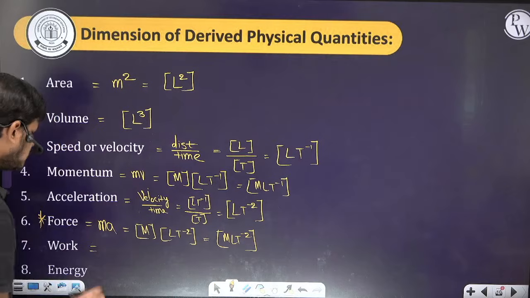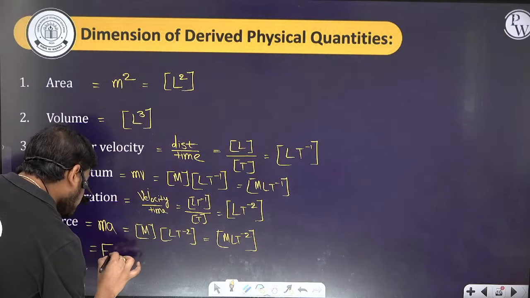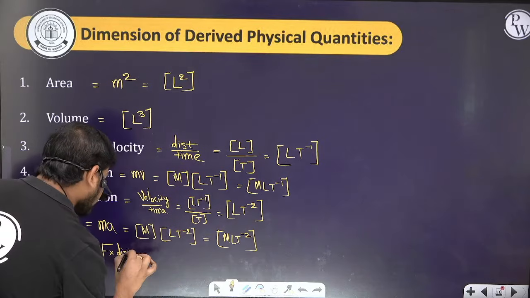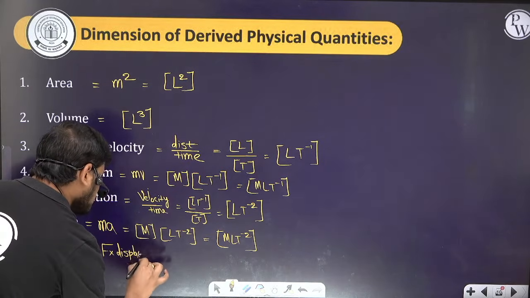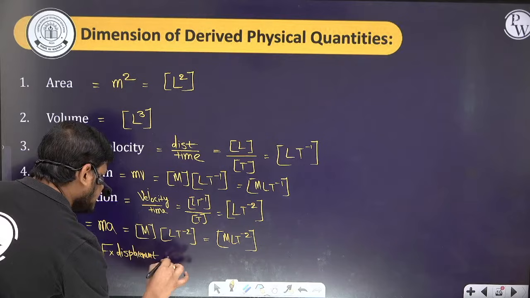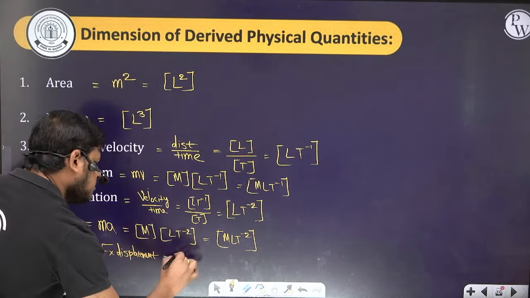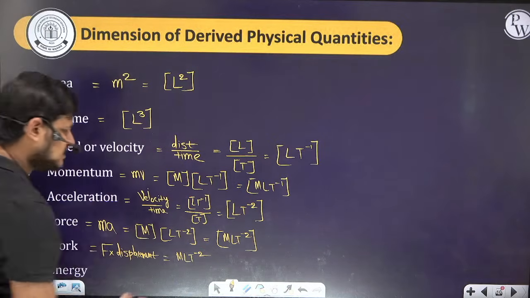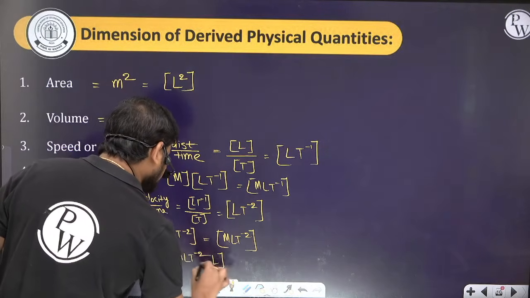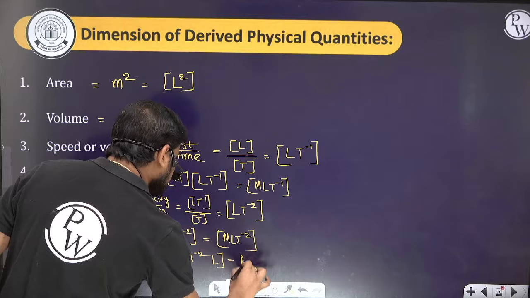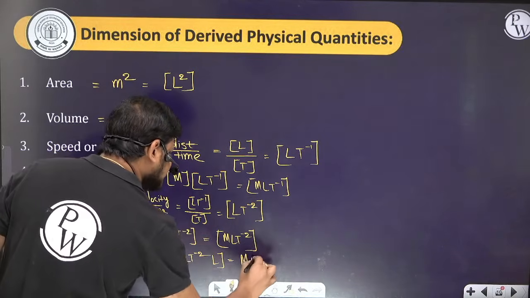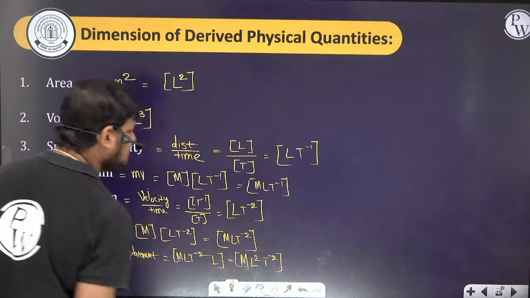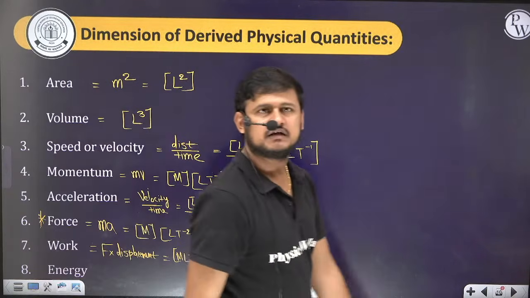And then what is the work formula? Work done is equal to force into displacement. You learned this in grade 9th also. Force formula we already know, M L T to the power minus 2, into displacement, and displacement means length. So it comes out to be M L into L, L square, into T to the power minus 2. This is the dimensional formula of work.